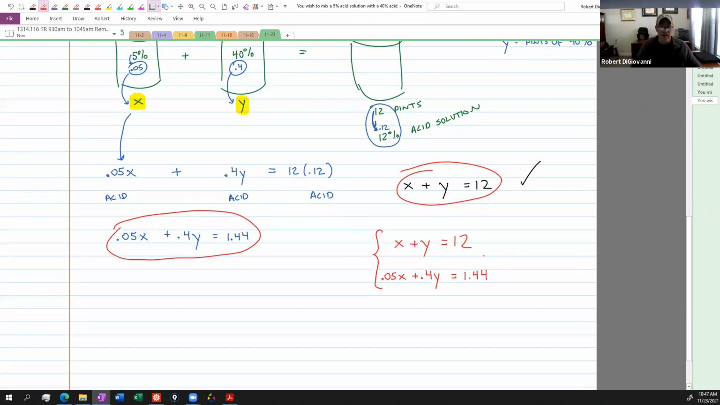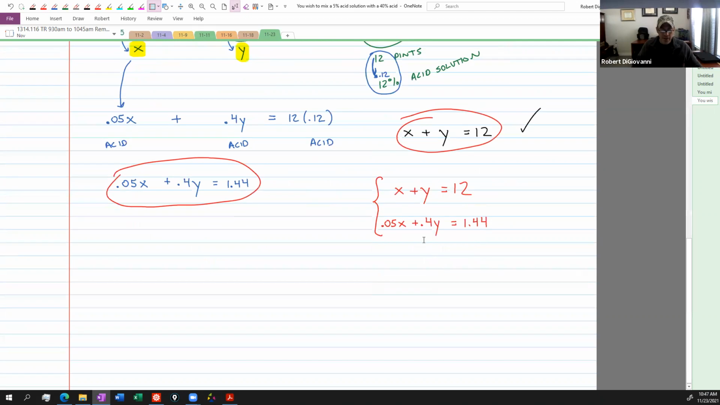Oh, shoot, I'm over on time. I'm sorry. At this point, I'm going to let you do this on your own. I will send you an email later today with your homework assignment. But I want you to try and finish this on your own. To make the problem easier, take this equation and multiply both sides by 100, which moves each decimal over 2 places. If you do that, you get 5x plus 40y equals 144. Put that equation here instead, and then try to solve the system. You should be able to solve for X and Y.